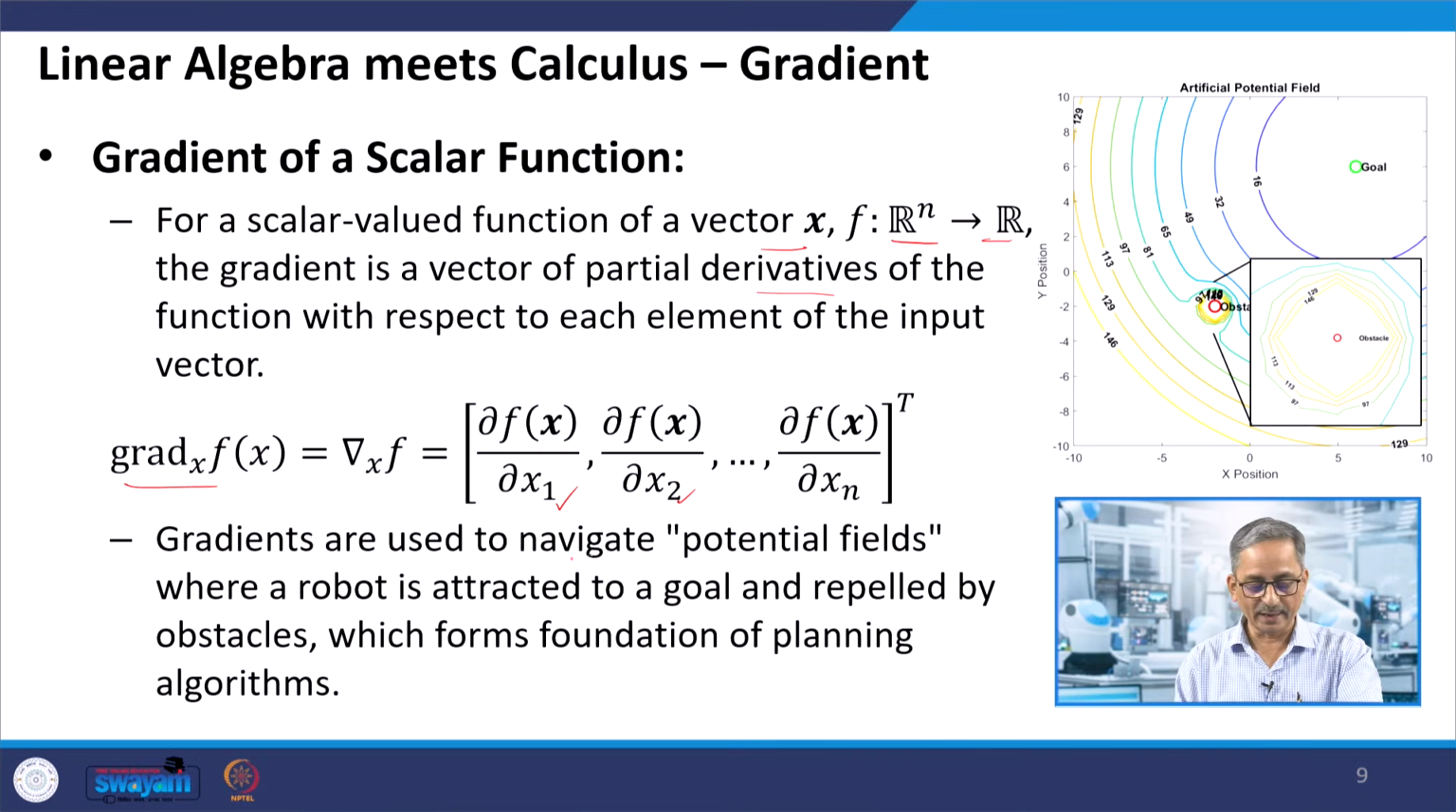And as I said, they are used to navigate potential fields, where a robot is attracted to a goal and repelled by the obstacle, which forms the foundation of planning algorithms. If you look at this figure, this is your goal and this is your obstacle, then the value of this function reduces as you go nearer to the goal, whereas if you have an obstacle, then the value of this gradient is very high. That way we can identify the obstacle and we can do path planning for a robot.